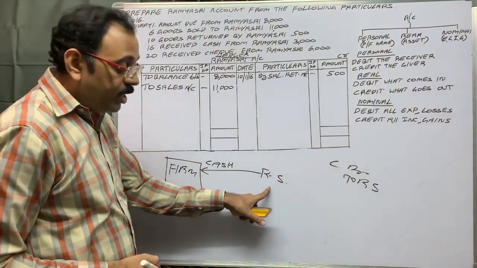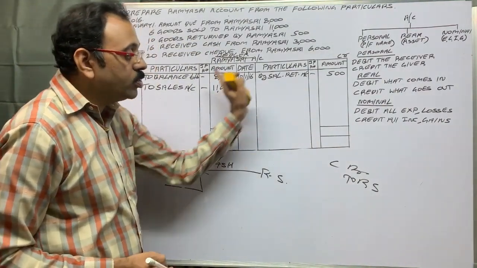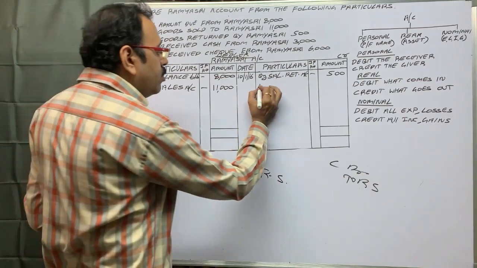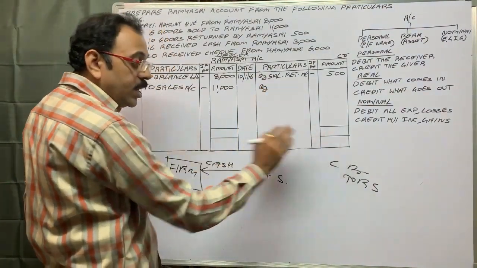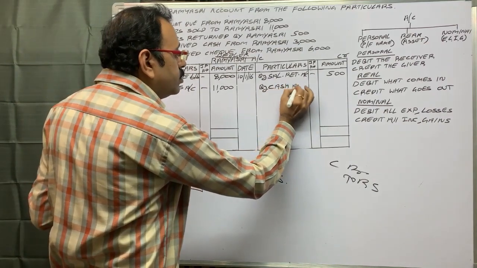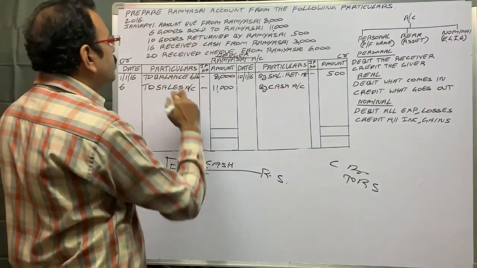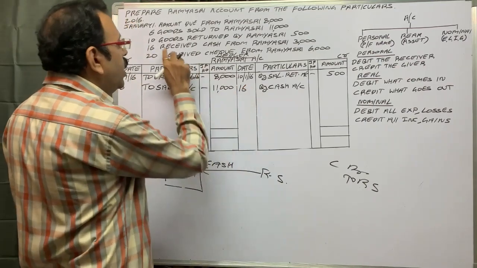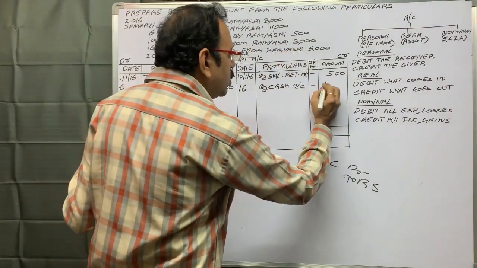Ramyashri account we are preparing. It is in credit, so post that entry on the credit side. By what to write? The other account name, cash account. Date is 16th. Amount 3000 rupees.